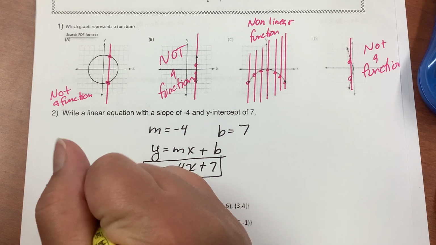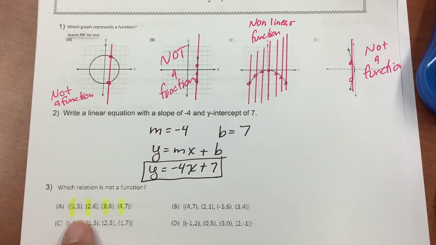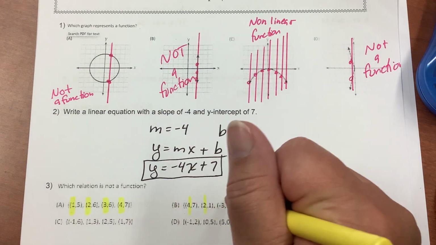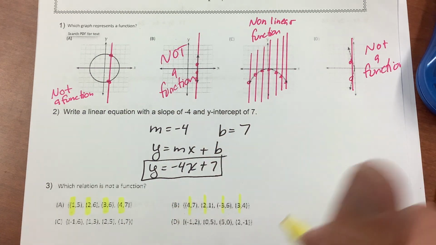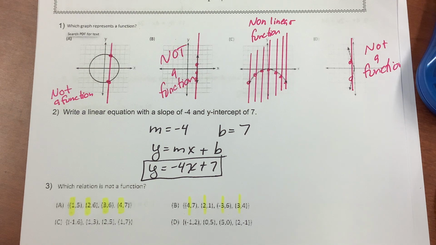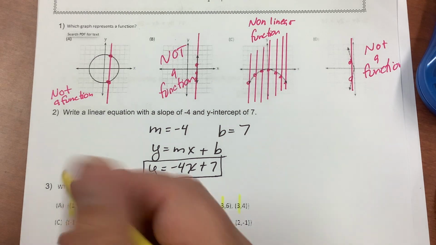So 1, 2, 3, 4. That's a function, the x values don't repeat. 4, 2, -3, +3. That's a function, the x values do not repeat. All right, how about this one?